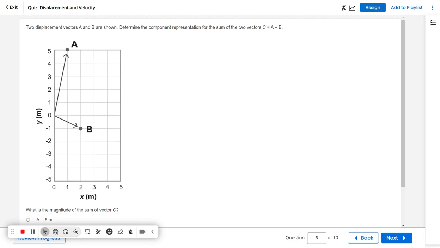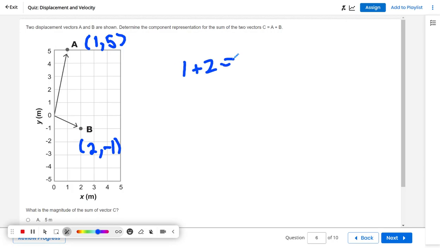Right here, point A. I might want to turn on the pen. Point A is at 1, 5. Point B is at 2, -1. When I do this, I'm going to take the ones on the left side of the coordinate, 1 plus 2, and I get 3. Then I have 5 minus 1, and I get 4.